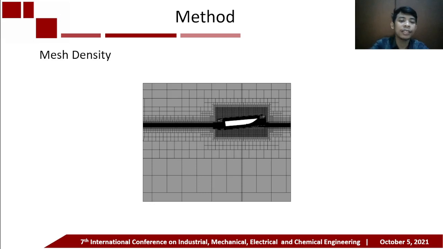The next is mesh density. Mesh cells are concentrated on the water surface area around the ship hull. This will result in lower computation time. The denser the mesh density is, the more time needed for the simulation. Hence, the mesh cells are concentrated on certain parts.